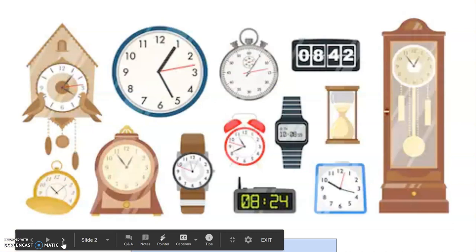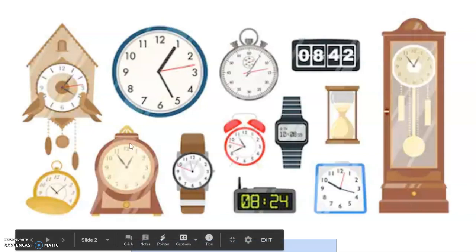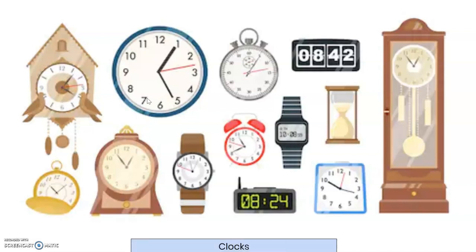I found this picture of a whole bunch of different clocks, and I want you to take a minute and look at them all. Some of them you've probably seen before. For example, when I look at this one, I think it reminds me of our classroom clock. When I look at this one, it reminds me of a Goosebumps book that we read in my classroom about a cuckoo clock. And here's one all the way over here, a grandfather clock. Boy, oh boy, I remember my grandparents had one of those. It was very big.